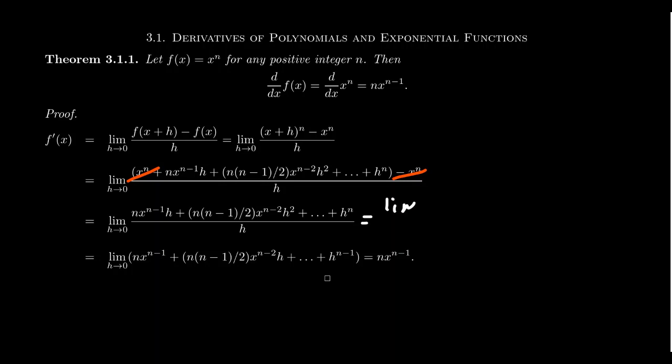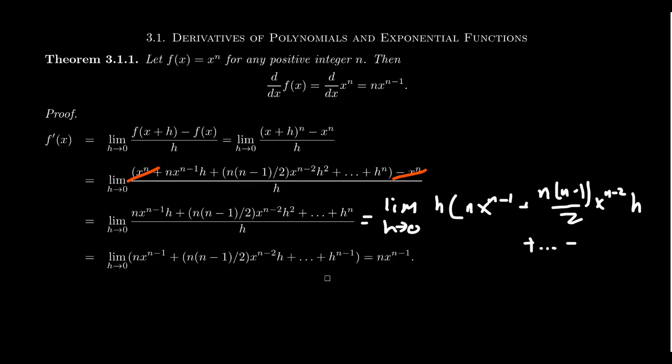So take the limit as h goes to 0, factor out the h, you'll be left behind an n x to the n minus 1, plus this n minus 1 over 2, x to the n minus 2 times an h. And then all these other middle terms, you'll be left with an h to the n minus 1. That's in the numerator. It all sits above h, for which now we found a common factor of h in the top and in the bottom, so they're going to cancel out, giving us what's left right here.